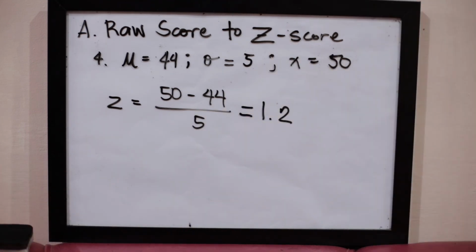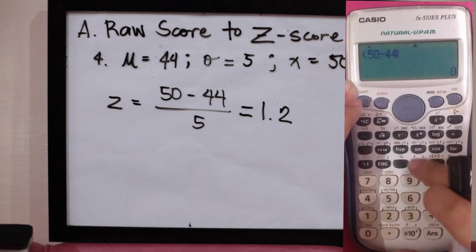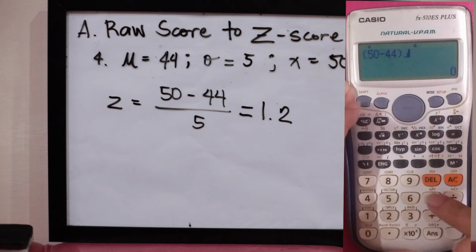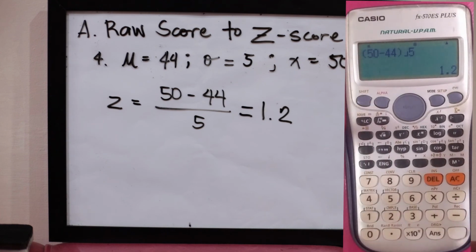If your calculator naman is a two-liner calculator, this will be the display: 50 minus 44 all over 5. 6 over 5, we press F to D or S to D or B over C. Then the answer is still 1.2.